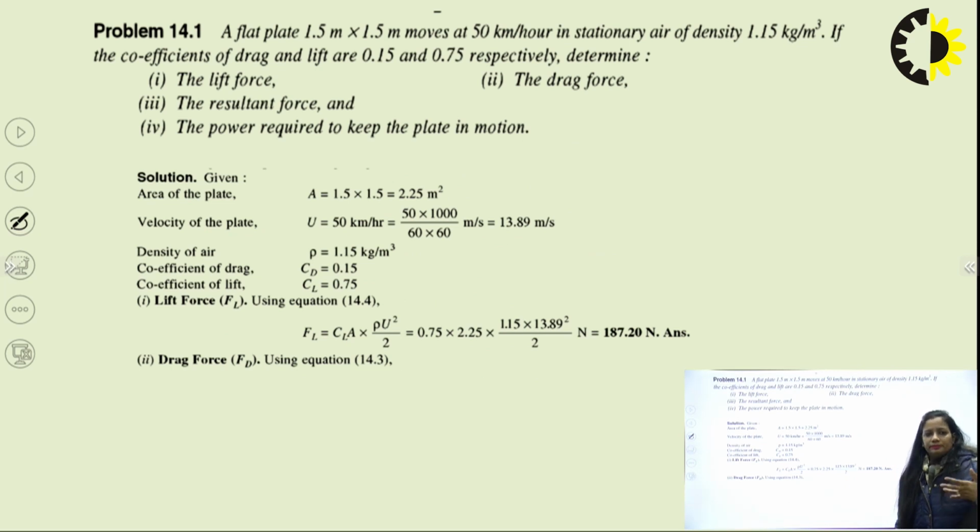So okay, I haven't yet talked about the actual application of drag and lift force. So just take an example. You have seen the airplane, how this airplane takes off. Whenever an airplane runs over a runway.